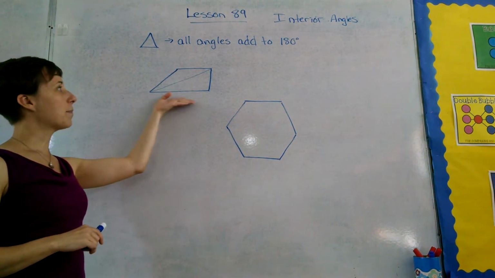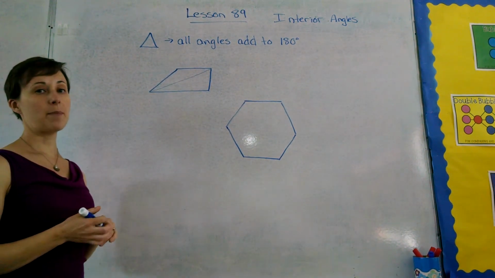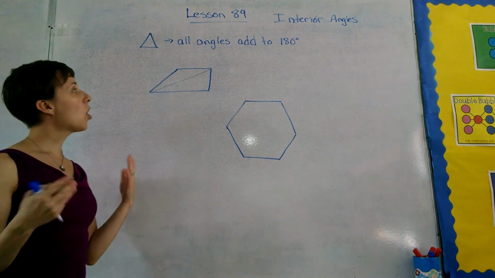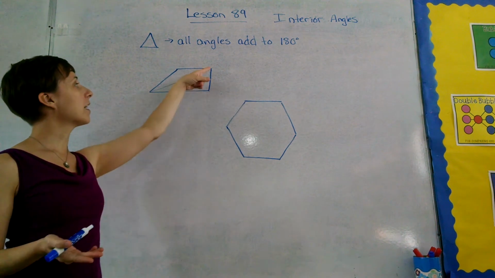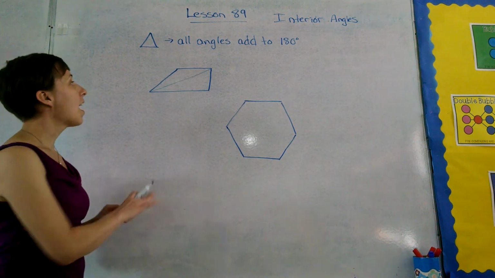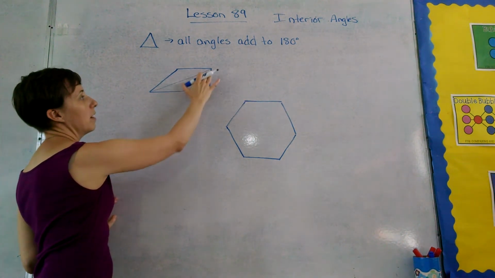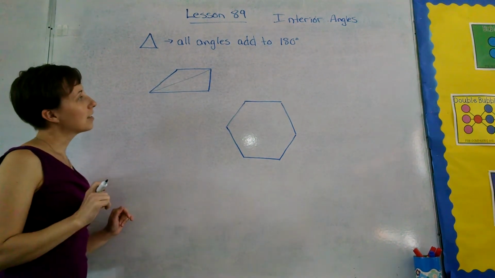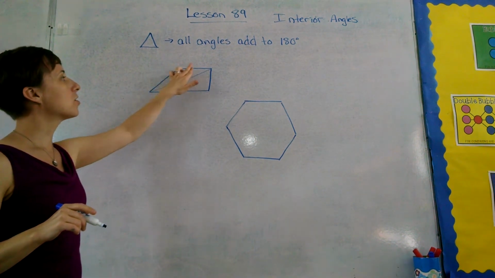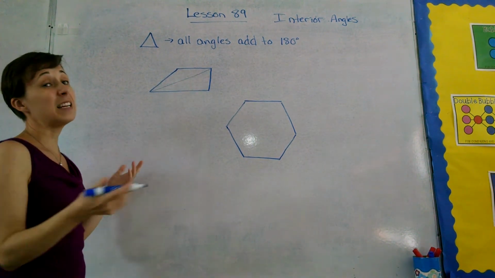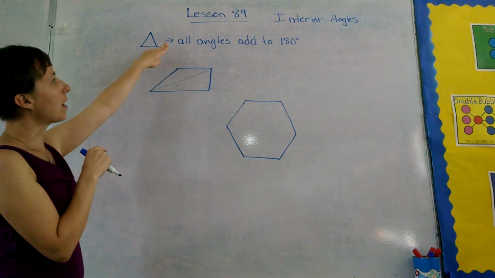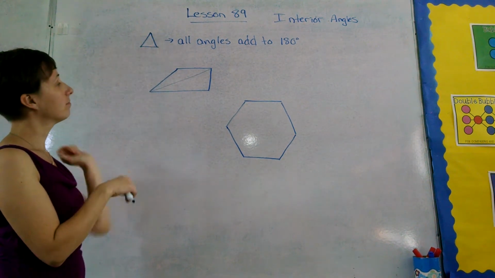Let's start today with a trapezoid. Go ahead and draw a trapezoid on your paper. We already know that we can split a trapezoid into triangles. We use that when we find area. If you draw your trapezoid and you split it into two triangles, now if I wanted to find all of the measures of the interior angles, or at least what they all added up to, I could use what I know about triangles to help me.